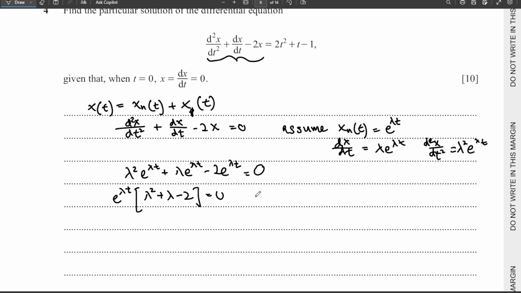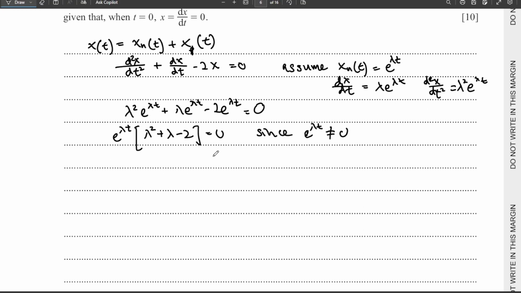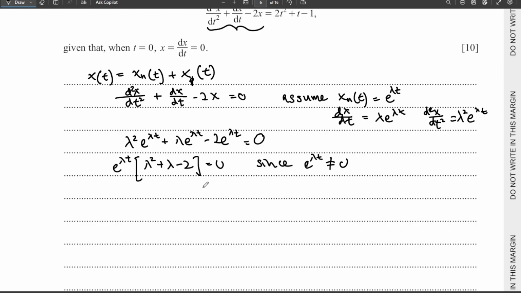The exponential function will tend to 0, but it will never actually equal 0, so that factor will not yield any solutions for us. Only the auxiliary equation will give us answers, so we can factorize it to become this, equal to 0. So λ equals -2 and λ equals 1. Call them λ1 and λ2.